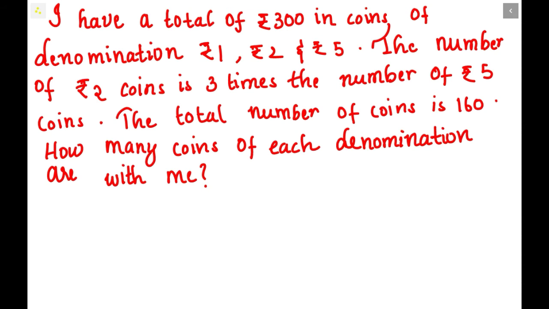So I have a total of 300 rupees. In that, there are 3 denominations. That means I have 1 rupee coins, 2 rupee coins and 5 rupees coins also. They have given one hint that 2 rupees coins are 3 times the 5 rupees coins. Then the total number of coins I have is 160. Rupees are different from the total number of coins. So all the 1 rupee coins, 2 rupee coins and 5 rupee coins together are 160. And the amounts, the 1 rupee amount, 2 rupee amount and 5 rupee amount together are 300.